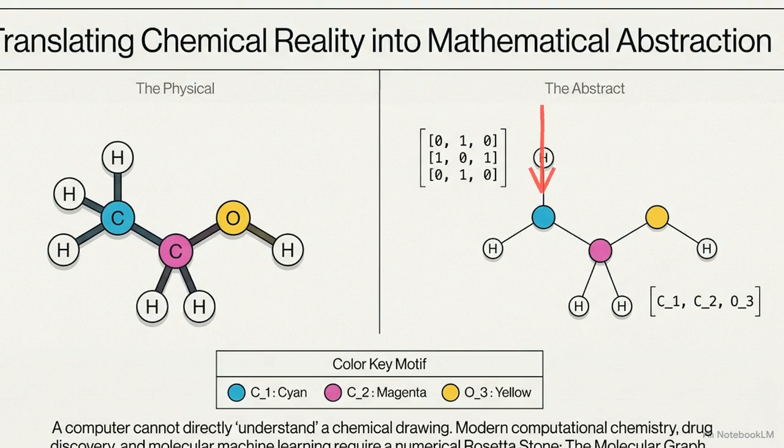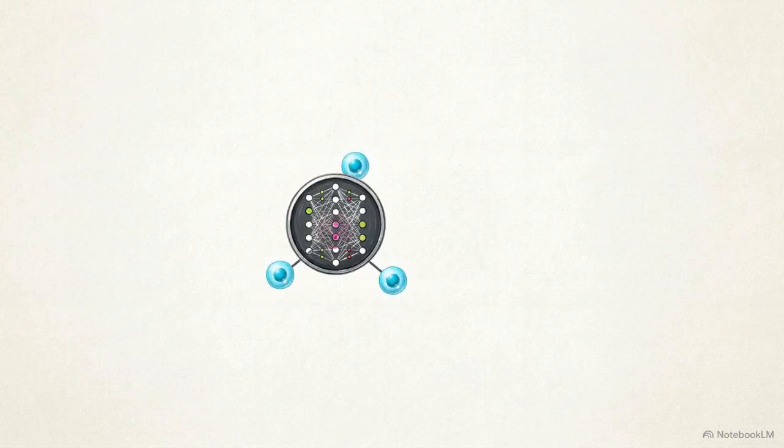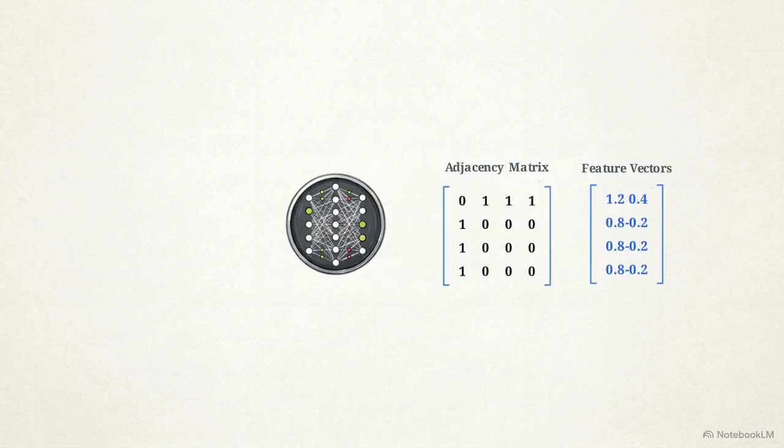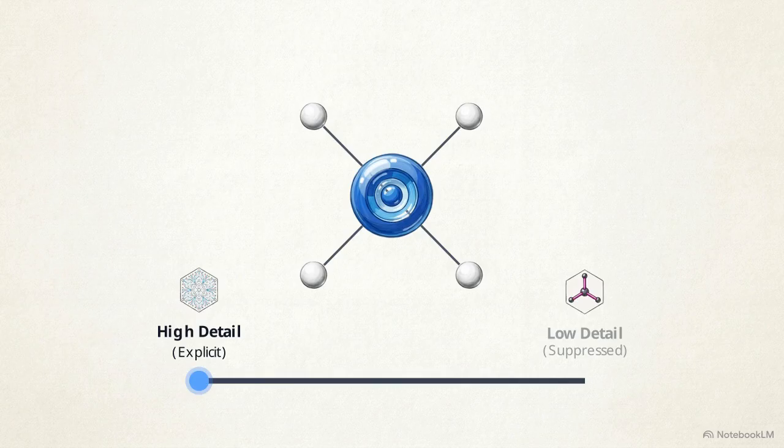The V stands for vertices, mapping to atoms. The E stands for edges, mapping to chemical bonds. Converting chemistry into discrete graphs lets machine learning models systematically compare and learn from molecular architecture. Before building any matrices, computational chemists define the resolution of their graph. They determine exactly how much chemical detail the algorithm requires to execute its task.